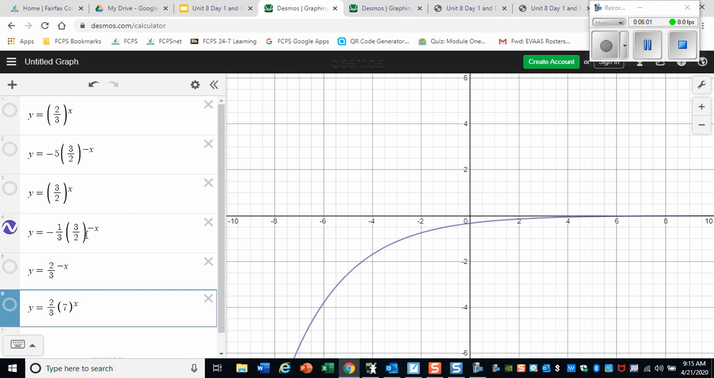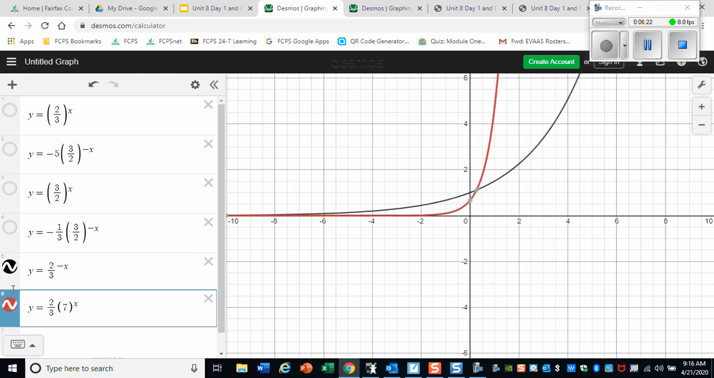This one has a growth portion and a decay portion, and notice the right-hand end behavior is going towards the horizontal asymptote. This one has a decay and a decay, and notice what happens. The right-hand end behavior is going off towards positive infinity, so that makes this one a growth. And finally, your last one is a growth and a growth, so the right-hand end behavior is going up towards positive infinity. That would make this one also a growth function.